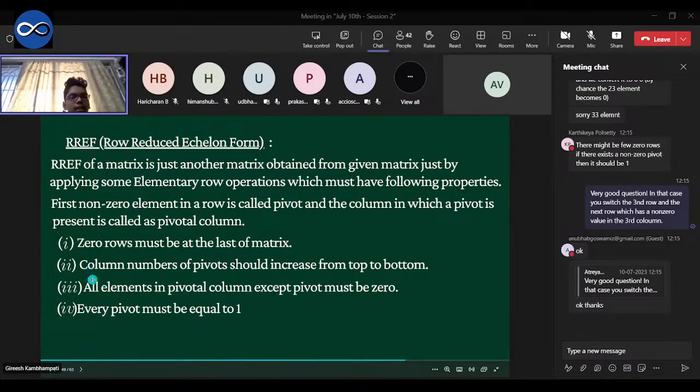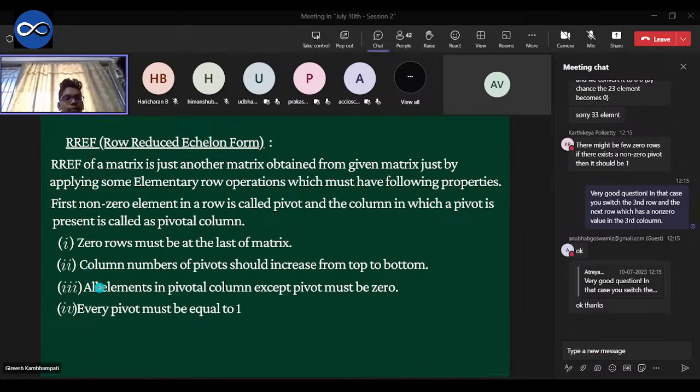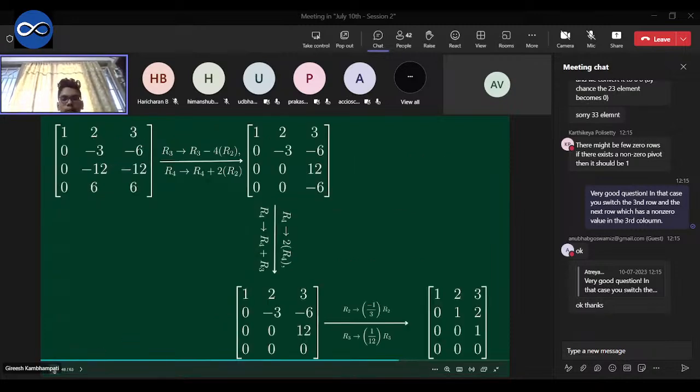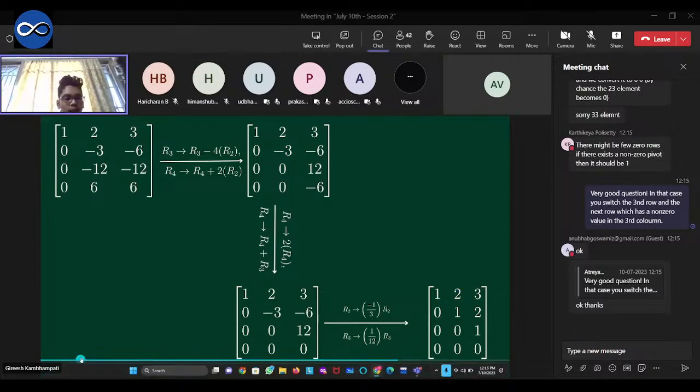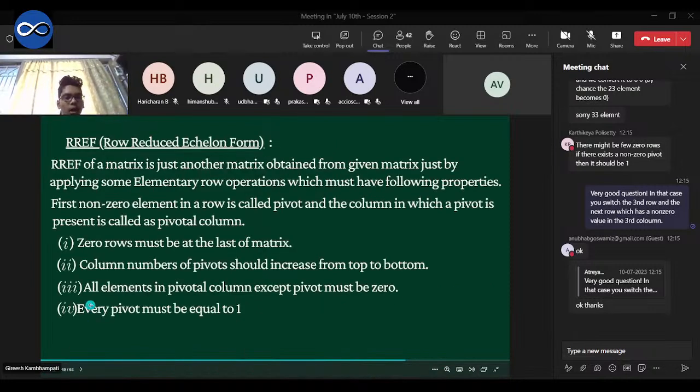Now what exactly we have to do with row reduced echelon form is make all elements in the pivotal column except the pivot 0. Here every column is a pivotal column because 1 in every row is a pivot. So all the columns 1, 2, 3 are pivotal columns. So we have to make this 2 in the first row, which is in a pivotal column but not a pivot, 0. What we have to do is make all elements in the pivotal column except the pivot 0.